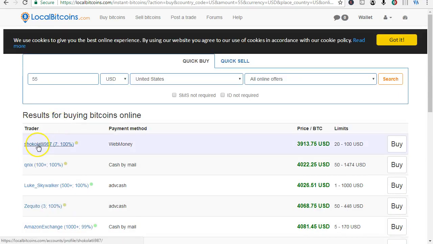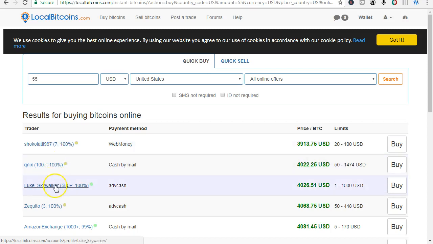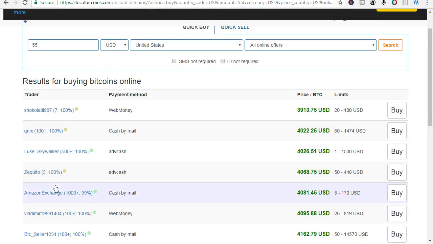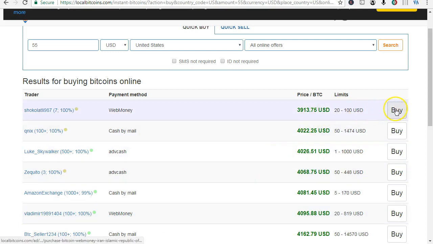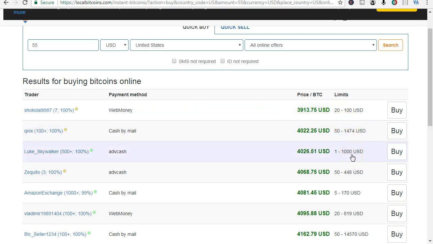So we look in here at one trader. He's had only 7 trades. I look for people with 500 plus trades myself. Payment methods: web money, cash by mail, cash. Here you click the buy button. The limits, $20 to $100 is the limit for this trader. With this trader, you can buy just $1 worth of Bitcoin up to $1,000, whatever you want, $50, $448.